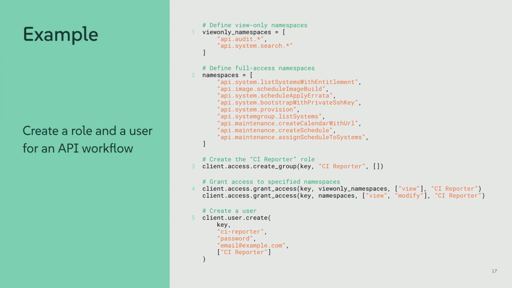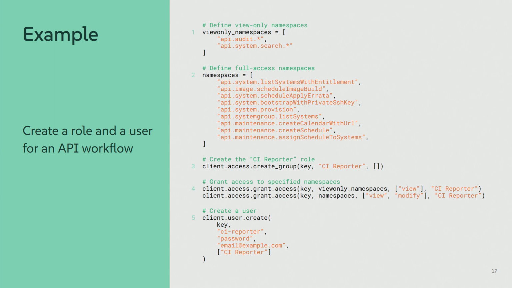At the first step, there are two calls to access.grantAccess with each of those lists of namespaces that I created before. First one being the view-only namespaces with the only view argument there, providing us view access, and the second one with both view and modify modes. And then finally, with this group, I'm creating a user here called CI-reporter with a password, an email, and of course the role this user has.